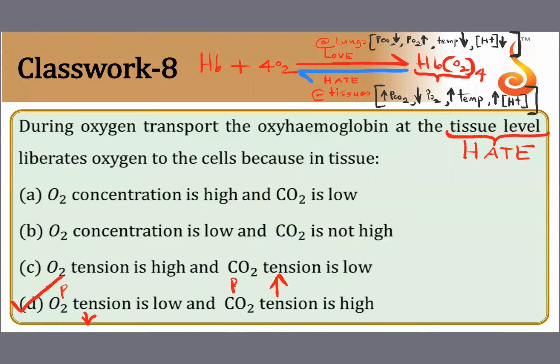And how much of oxygen gets transported this way? 97% of oxygen. 97% of oxygen is transported in your bloodstream through this mechanism, which is in combination with hemoglobin. All right? Yes, 3% by plasma in dissolved state. Okay?